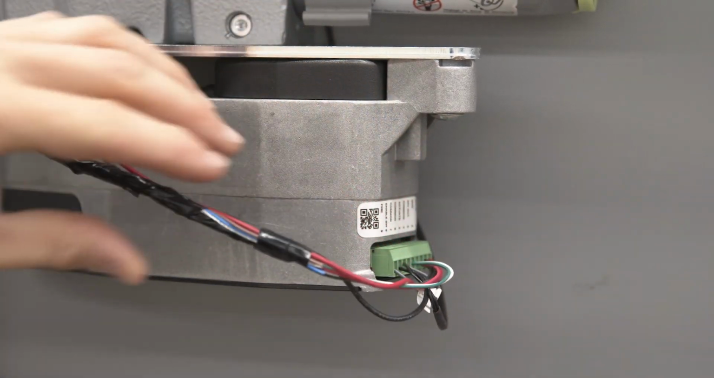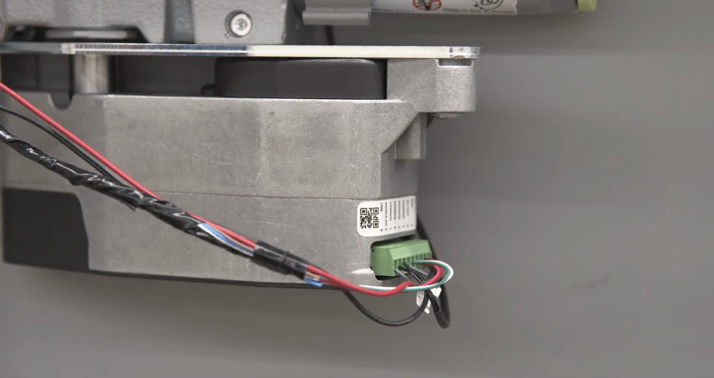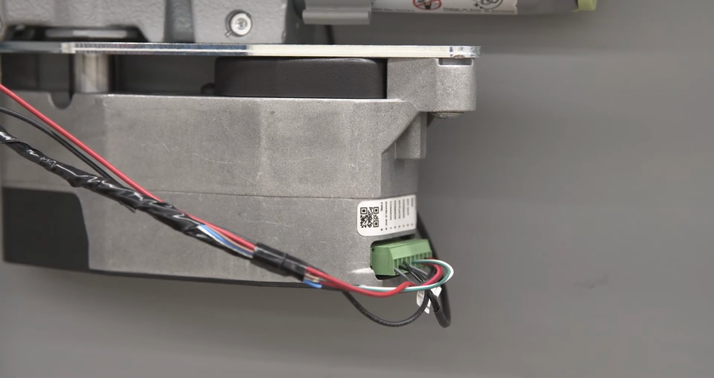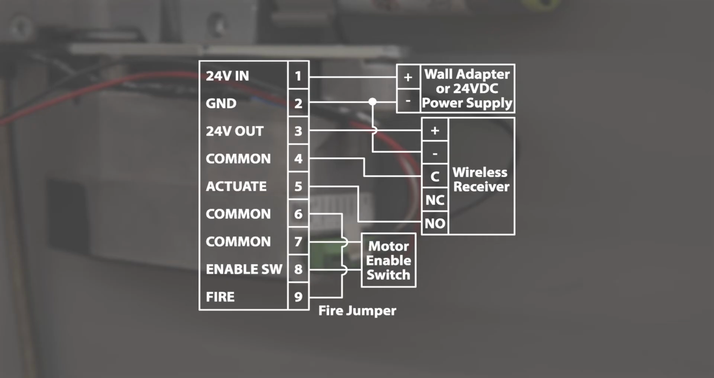The typical wiring diagram for the LCN 4040 Compact Series automatic operator is: Pin 1 is the positive 24-volt DC from the wall adapter or power supply. Pin 2 is the negative 24-volt DC from the wall adapter or power supply. Pin 3 is the positive 24-volt DC out to the wireless receiver. Pin 4 is the common to the wireless receiver. Pin 5 is the actuate to the wireless receiver.